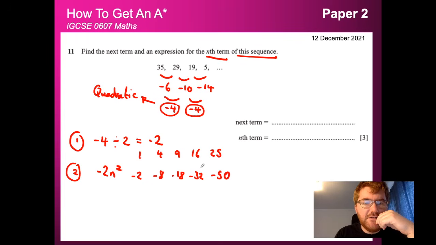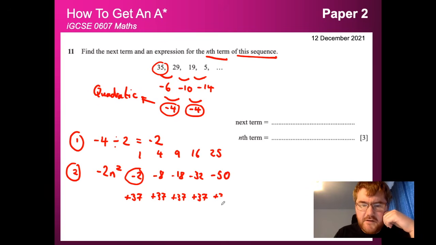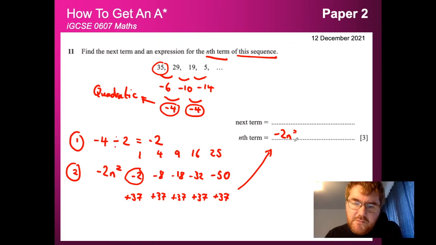And what we now need to do is look at what do we need to do to minus 2 to get to 35. Well, we need to add on 37, yeah? And what do we do to minus 8 to get to 29? Well, we need to add on 37. What do we need to do to minus 18 to get to 19? We add on 37. And you can see that each time it's going to be adding on 37. So our nth term, so the answer to this, is going to be minus 2n squared plus 37.